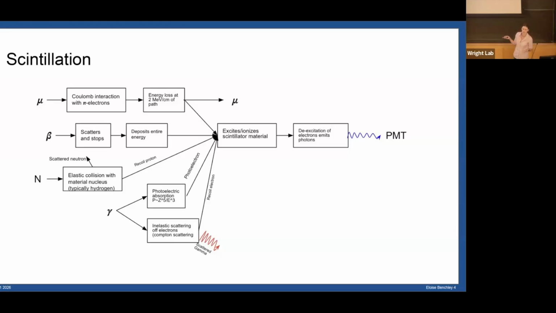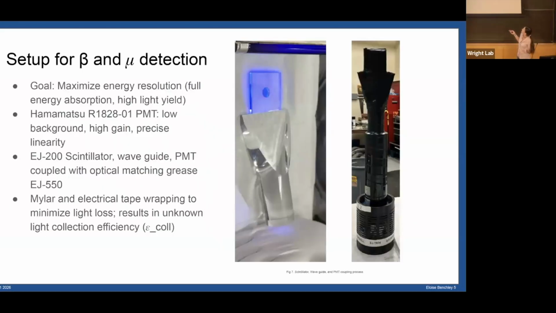All of these lead to a charged particle being released within the material, which excites and ionizes the scintillator material. Then the de-excitation of the electron emits photons, and those photons go to the PMT. So those are our methods. Let's talk about the setup.